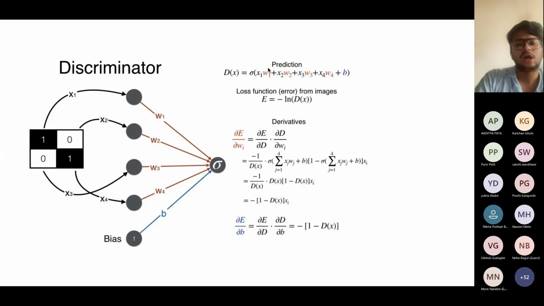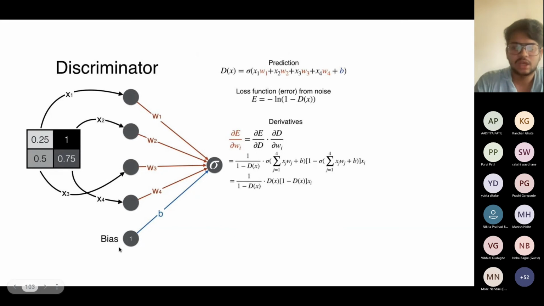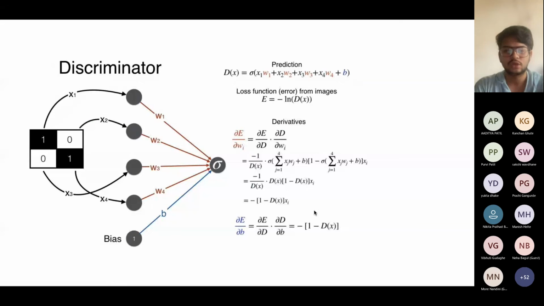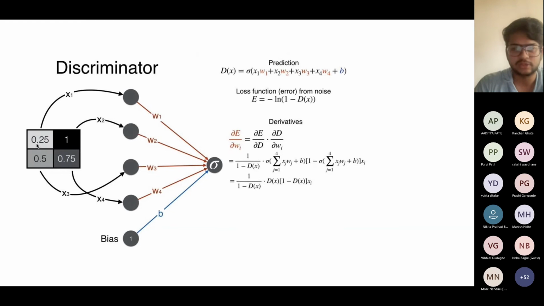We multiply each input by the associated weight and then pass it through the activation function. For the discriminator we take the error function 1 minus D(x), where x is the output by my discriminator, or the real data. These are the basic calculations we do in backpropagation. By taking the derivative, we take the error function as 1 minus D(x). The input can come from the generator and also from the real image. The noise is from the GAN data.